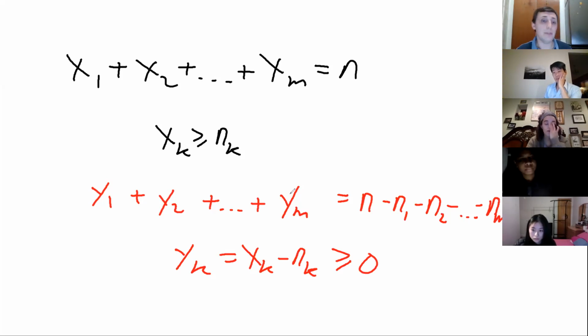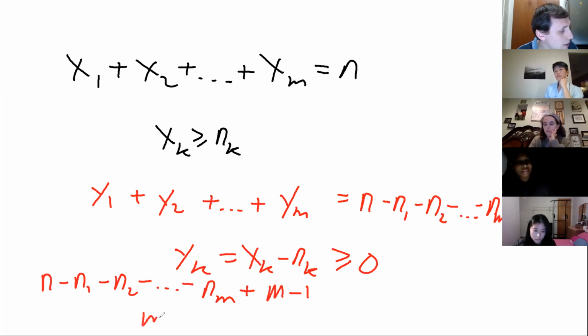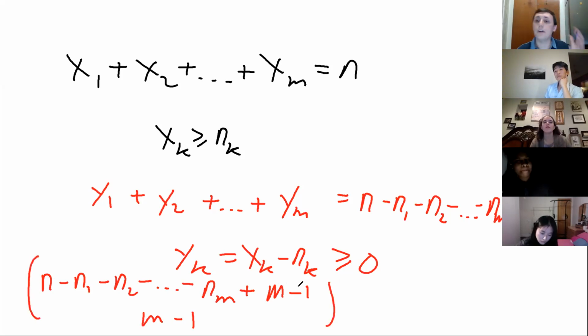Yes? And that means that the number of integer solutions to this equation will be n minus n1 minus n2 minus n sub m plus m minus 1, choose m minus 1. The plus m minus 1 is plus the number of bars that I have to have. If I partition into m parts, I have to have m minus 1 bars. And here I choose the spaces for the bars. Right?